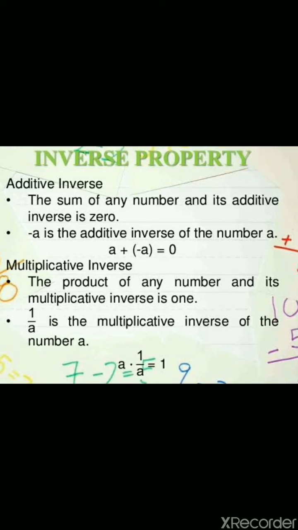Multiplicative inverse. The product of any number and its multiplicative inverse is 1. It is also called the reciprocal of the number. 1 upon a is the multiplicative inverse of a number a. So, when we multiply a number and its multiplicative inverse, we get 1. If we take an example 2, then its multiplicative inverse is 1 by 2. When we find their product, we will get 1.